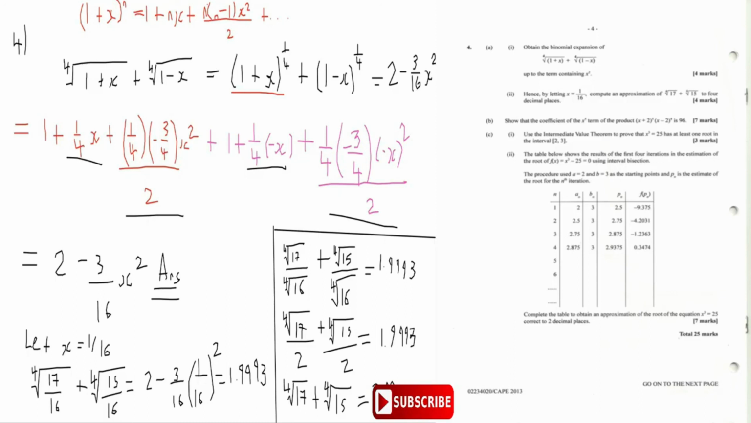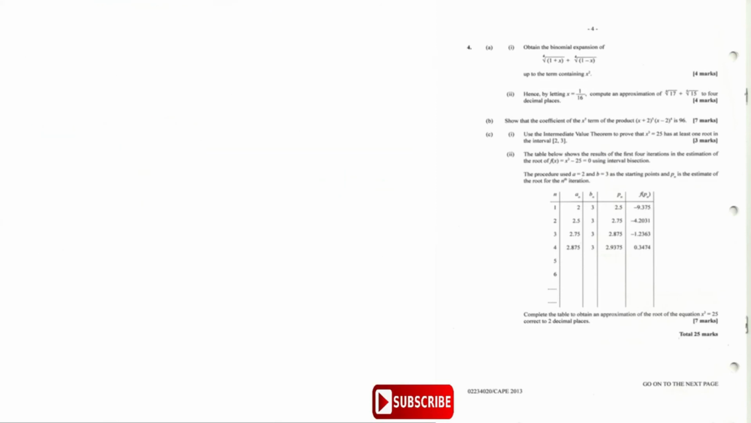So, part B. Part B says to show that the coefficient of x to the fifth in the product of (x plus 2) to the fifth times (x minus 2) to the fourth is 96. Now there are two ways you can do this. If you know Pascal's triangle, there's no issue in doing this. But if you don't know Pascal's triangle, we're going to use combinations.